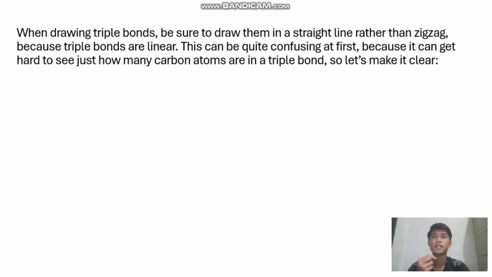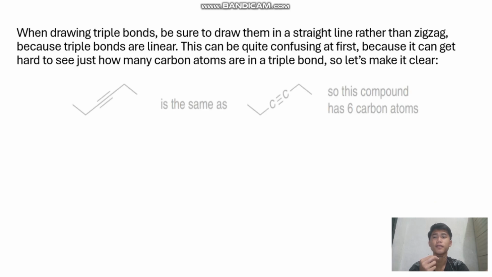When drawing triple bonds, be sure to draw them in a straight line rather than zigzag because triple bonds are linear. This can be quite confusing at first because it can get hard to see just how many carbon atoms are in a triple bond. So let's make it clear. This drawing is the same as this. This compound has 6 carbon atoms: 1, 2, 3, 4, 5, and 6. This is the same as here: 1, 2, 3, 4, 5, and 6.